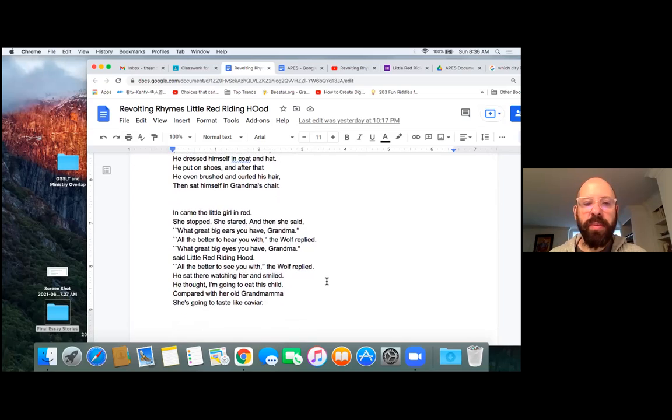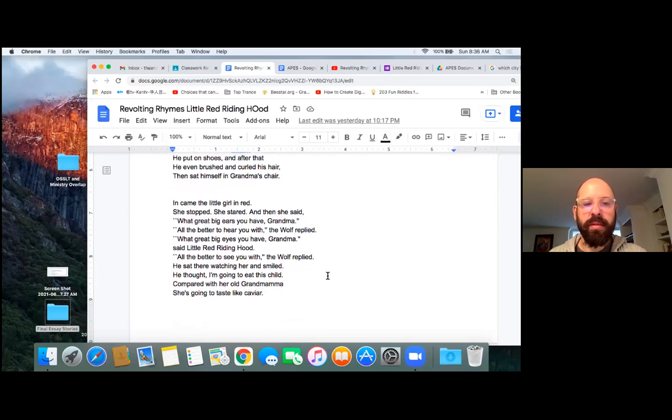Okay. In came the little girl in red. She stopped. She stared, and then she said, "What great big ears you have, Grandma." "All the better to hear you with," the wolf replied. "What great big eyes you have, Grandma," said Little Red Riding Hood. "All the better to see you with," the wolf replied. He sat there watching her and smiled. He thought, I'm going to eat this child. Compared with her old grandmama, she's going to taste like caviar.